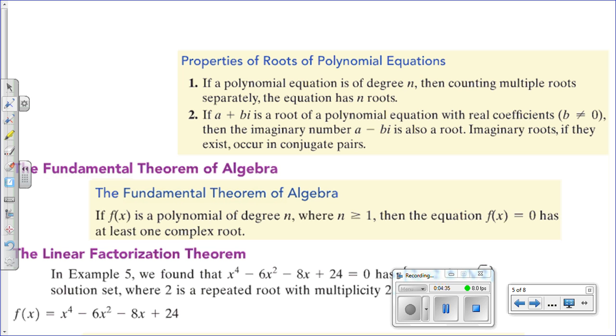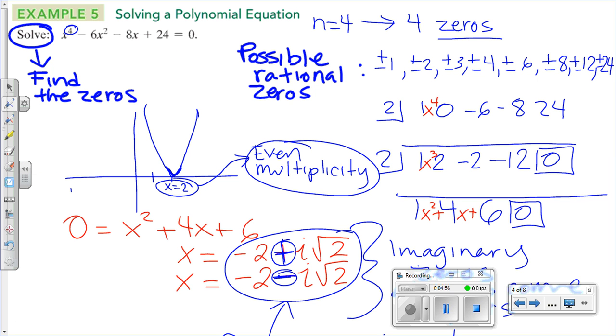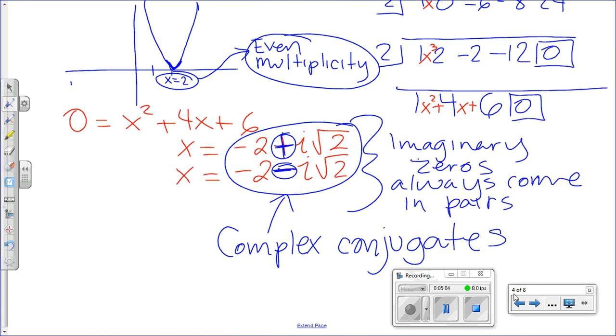And so you can see here properties of roots of polynomial equations. If a polynomial equation is of degree n, then counting multiple roots separately, the equation has n roots. So going back to this example here, we established this is degree 4, so we're going to have 4 zeros. So two of our zeros were the same, but as the slide mentions, we're going to count them separately. So we had x equal to 2 twice.